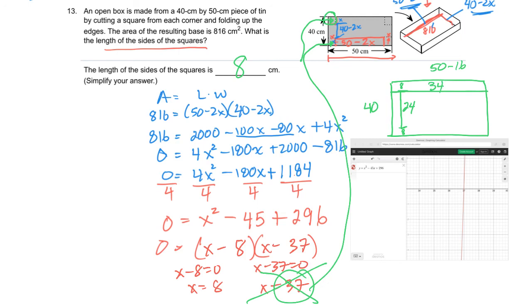And just test that to see if that works. Multiply 34 by 24, and hopefully when you do, you get 816. All right, there's some homework help for you for the quadratic equation section.